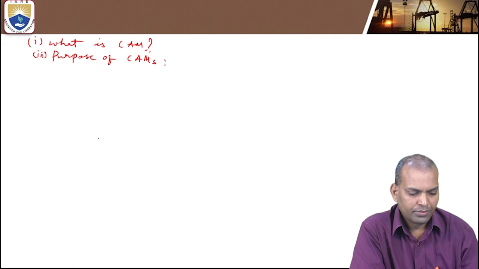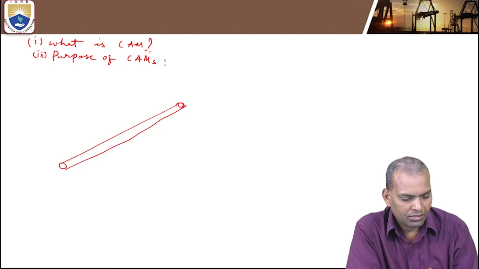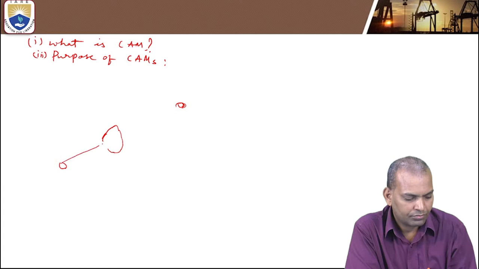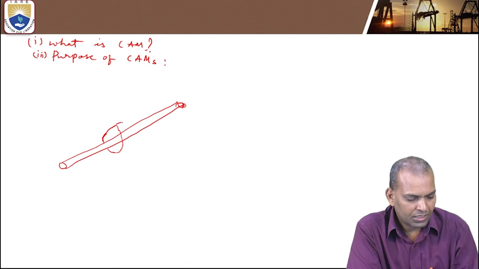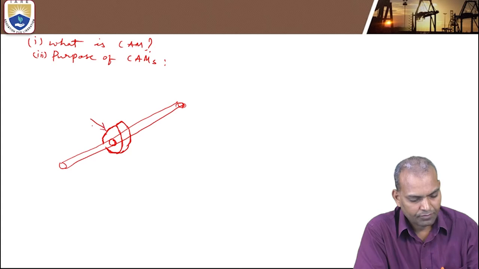Let me begin this. This is a circular shaft. On the circular shaft, there will be an oval shape. In order to make you understand, the disc having certain thickness on the shaft. This is a CAM, and it is called a camshaft.